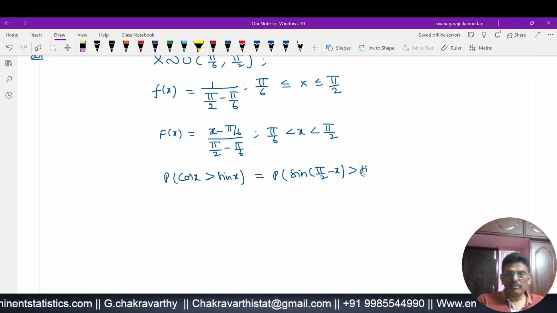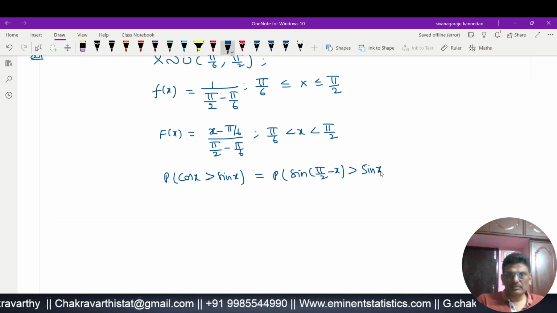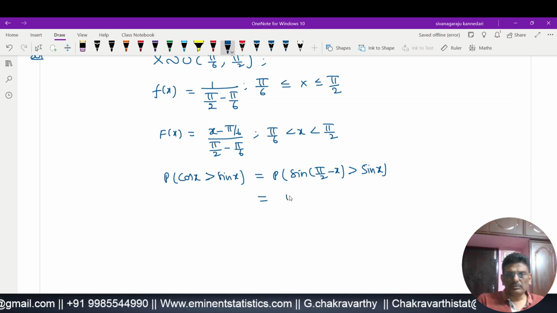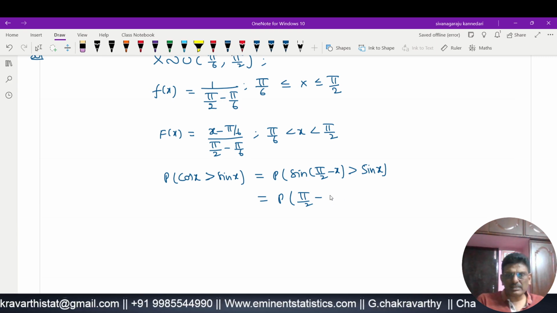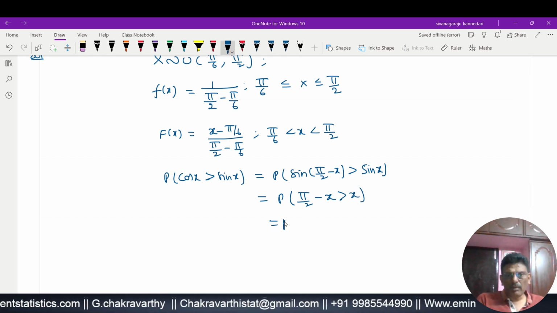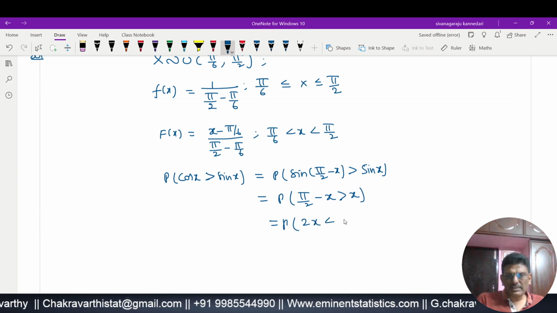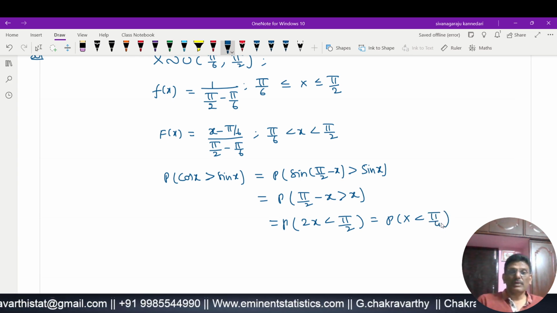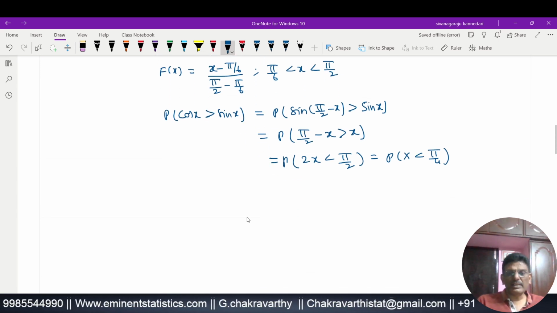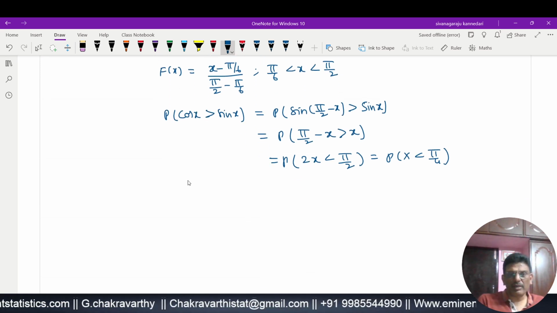Here is sin x. By comparing both sides, the probability of sin cancels: pi by 2 minus x is greater than x. Now the probability of 2x less than pi by 2 is equal to x less than pi by 4. Remember this point: less than and less than or equal to are the same for a continuous random variable.